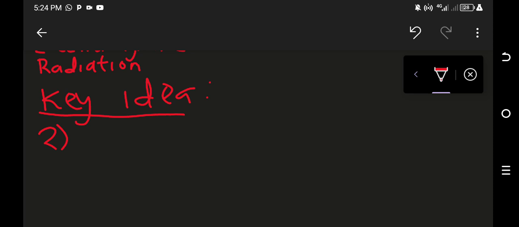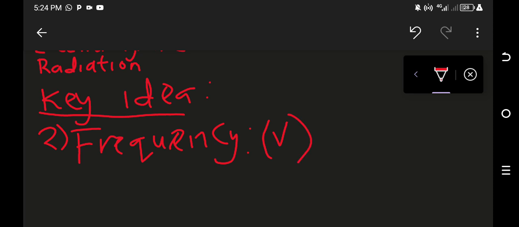The second key idea is frequency. Every electromagnetic radiation has to have a frequency. Let me write it, a frequency. So what is this frequency? Frequency is just how many waves pass per second at a certain point. It is represented by the letter V. Don't confuse it with the velocity. So V here represents the frequency.